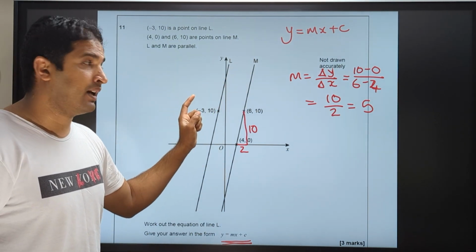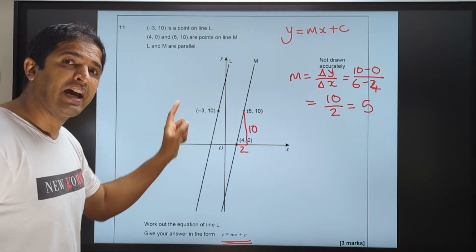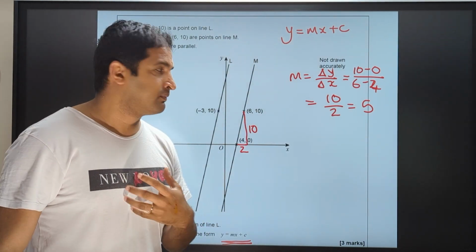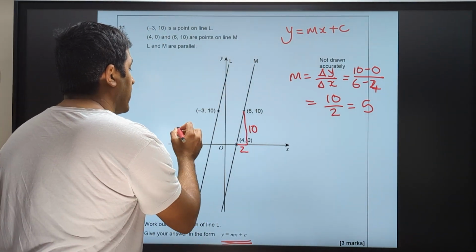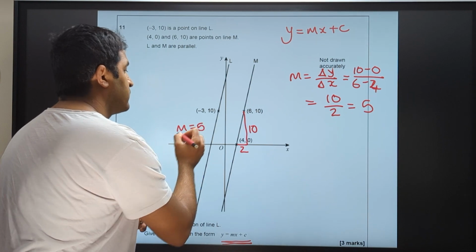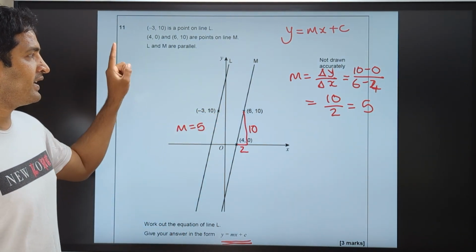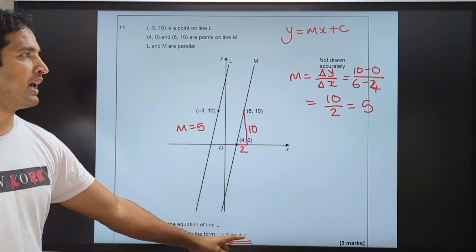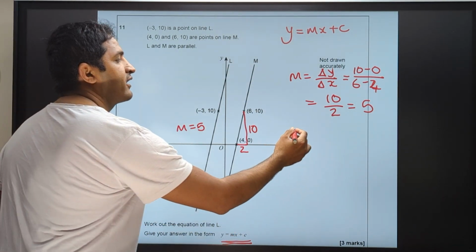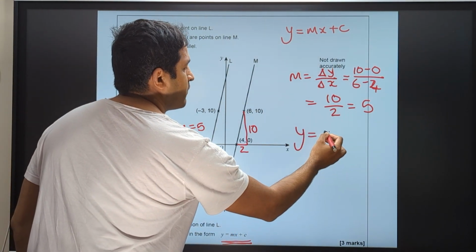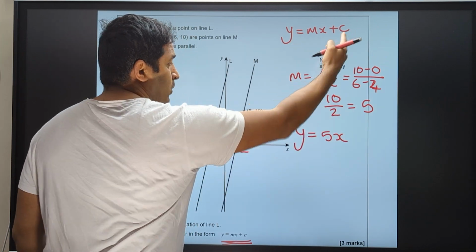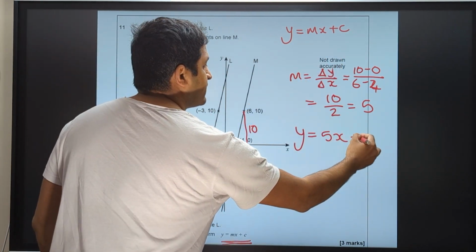Both of these are parallel. That means the gradient of the line L is also 5. That means we know the gradient here for L is also 5. Now all we know is that the equation of the line L that we've been asked to work out is going to be like this: y equal to 5x, because that's always going to be the form, plus c.